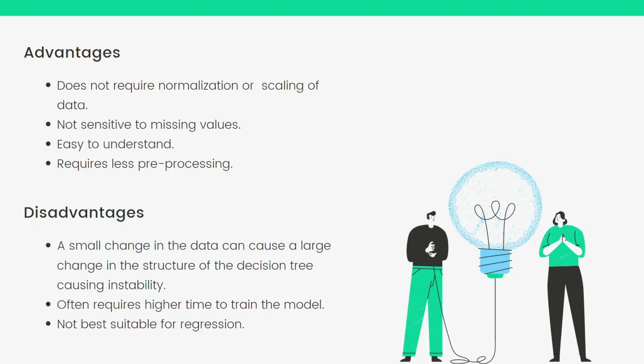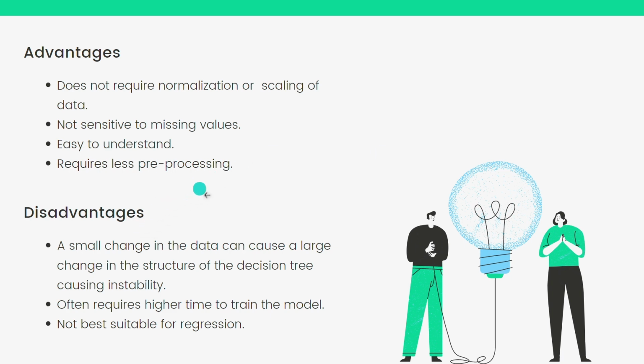For advantages, it does not require normalization or scaling of data, like I mentioned during the code. It is not sensitive to missing values, which is again a good thing. It is easy to understand. If you see the tree and any data is given to you, based on the visualization of the tree, even you can make the prediction. It is really easy to understand what is going on and how it is making predictions, and it requires minimal pre-processing. Even in the example which we saw, we did not do any pre-processing, but we got an accuracy of 99%, which is really amazing.